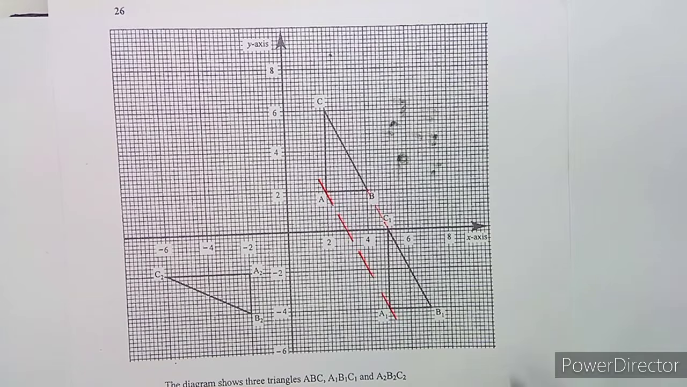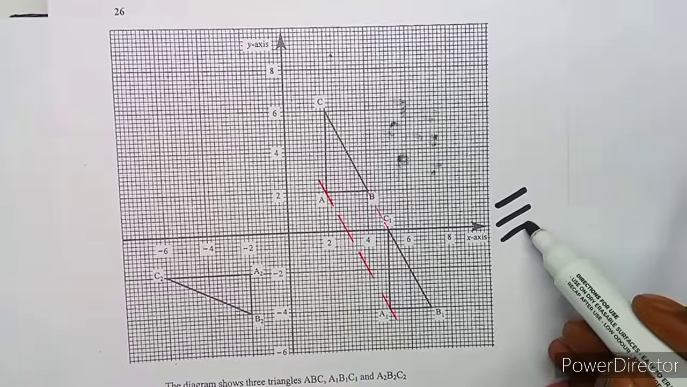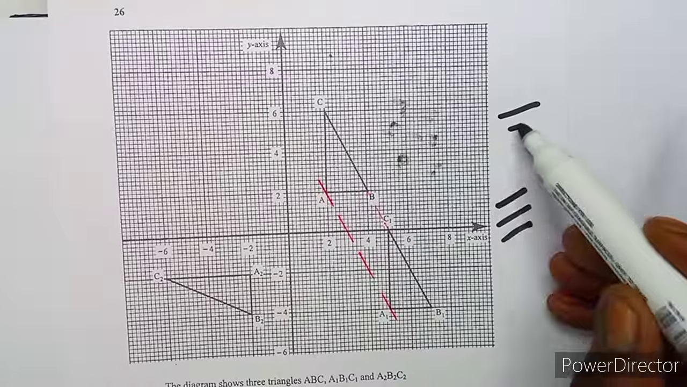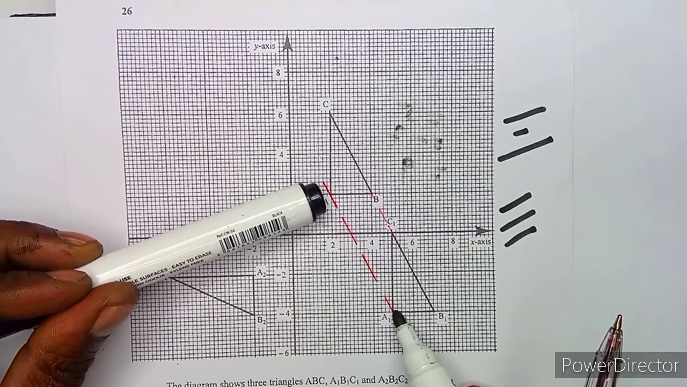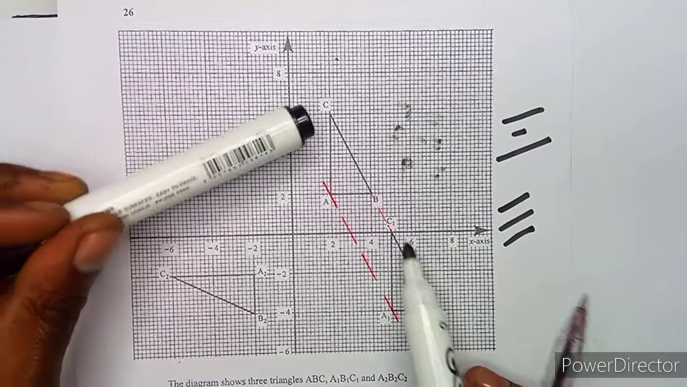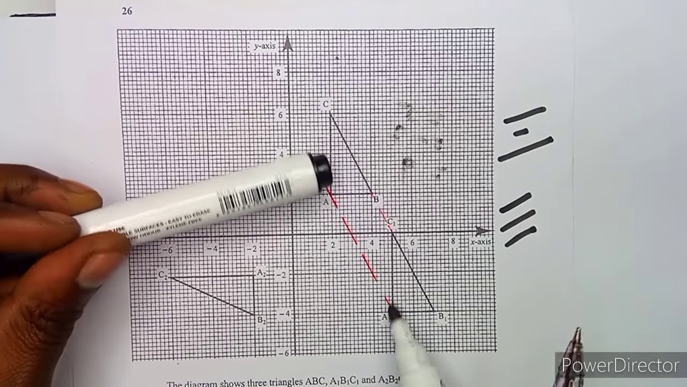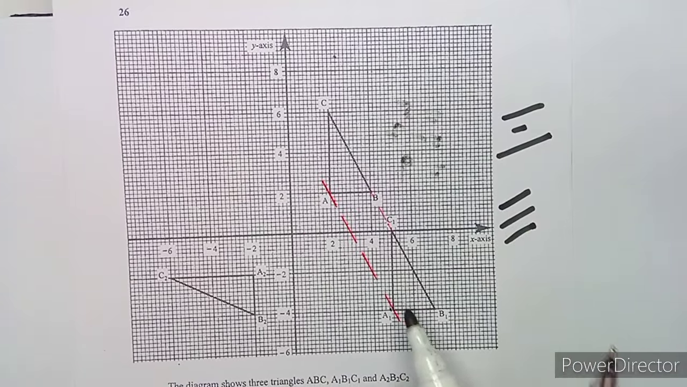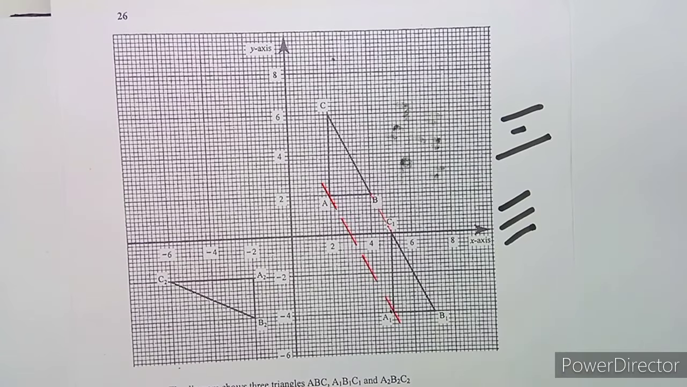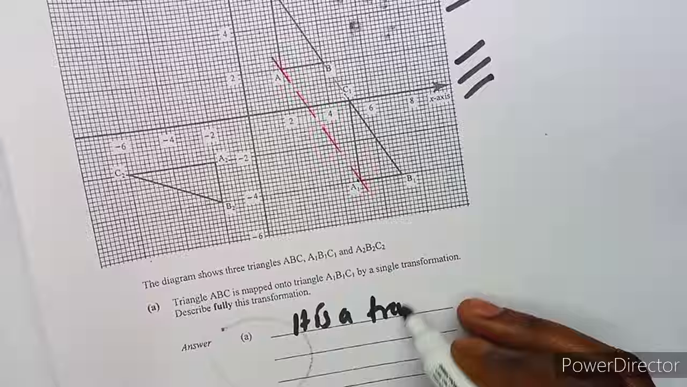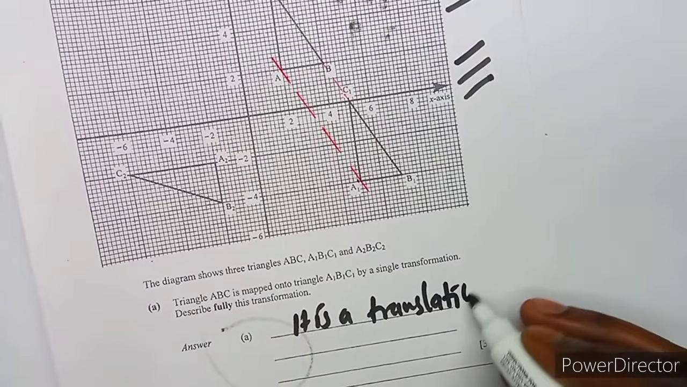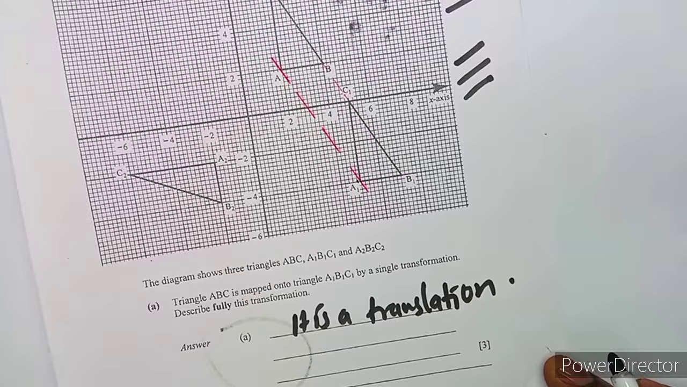But translation gives us parallel lines of equal length. Reflection, they are not of equal length. So if you take your divider and measure A to A1, B to B1, C to C1, you're going to see that they are equal. That is to mean that this one was a translation. These ones, they are equal. So you now describe it as a translation.